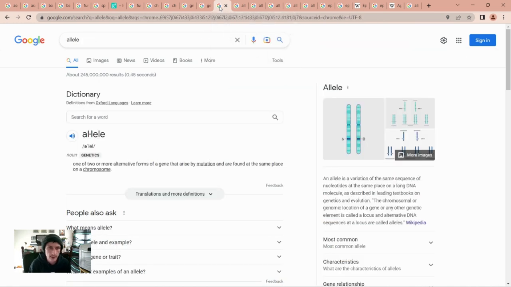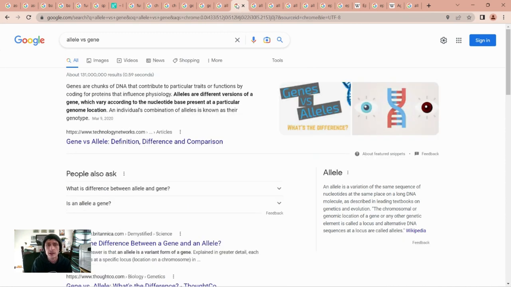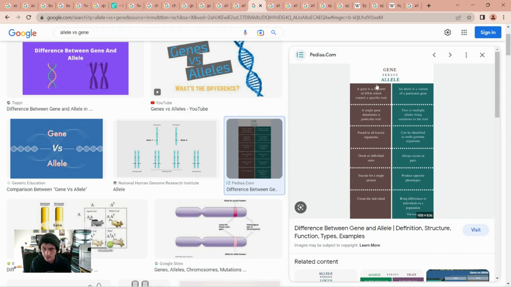And here we are back at alleles. An allele is one or more alternative forms of a gene. Genes are chunks of DNA that contribute to particular traits. Alleles are different versions of a gene. So, a gene versus an allele can get tricky on a very tiny scale. A gene is a segment of DNA which controls a trait. An allele is a variant of a very particular gene.